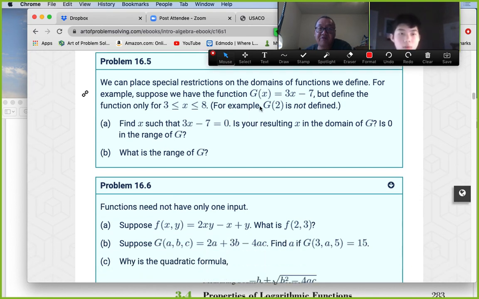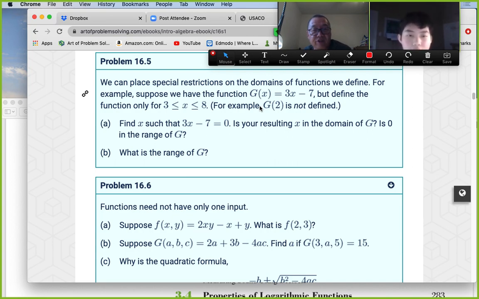So now let's go to number 5. Can you read number 5? We can place special restrictions on the domains of functions we define. For example, suppose we have the function g of x equals 3x minus 7, but define the function only for 3 is less than x, which is less than 8. For example, g of 2 is not defined. A. Find x such that 3x minus 7 is equal to 0. Is your resulting x in the domain of g? Is 0 in the range of g?